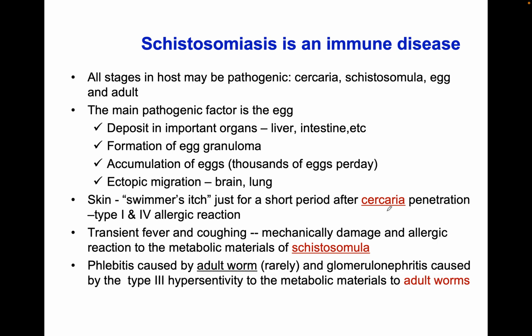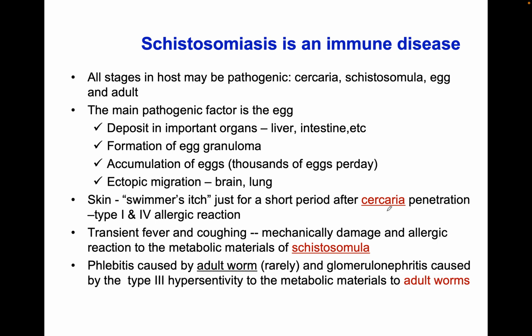It's an immune disease, and all stages in the host may be pathogenic, whether it's the cercariae, schistosomal eggs, or adults. So at all stages there might be disease and immune response related to them, and the main pathogenic factor is the egg, and as we mentioned, the schistosome lays thousands of eggs per day.